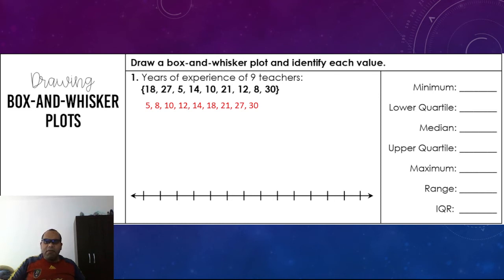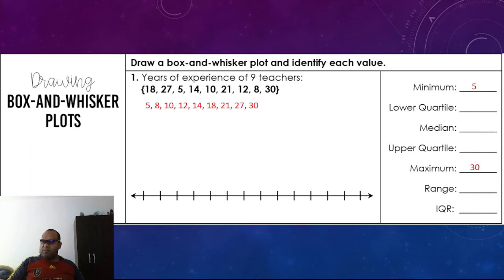What is the minimum value? The minimum value, as you can see, is 5, because 5 is my least number. And the maximum value? It is the biggest data, 30. The maximum is 30.